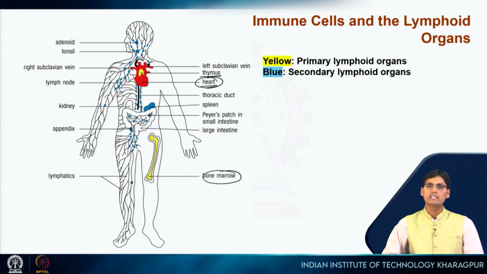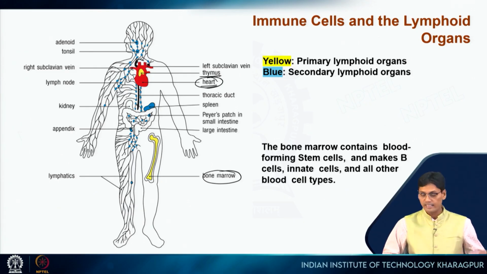Primary lymphoid organs means, particularly here, the bone marrow. As I already mentioned, all sorts of immune cells are generated from the bone marrow. That's why I mentioned that all blood-forming stem cells are present in the bone marrow and make B cells and innate cells. Innate cells here means dendritic cells and macrophages, all are innate cells, and all other blood cell types. Those are coming from the bone marrow.